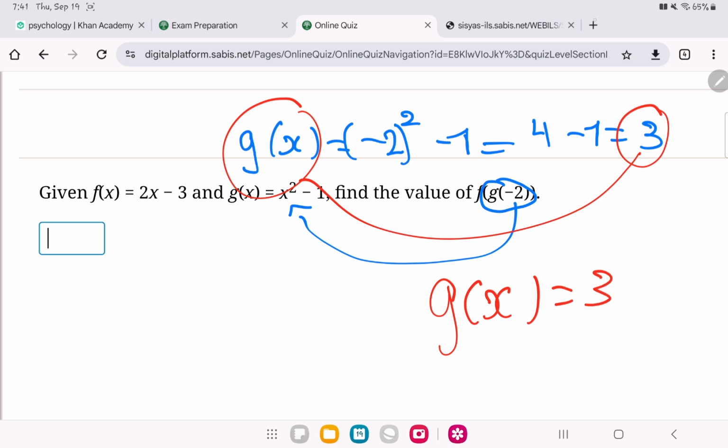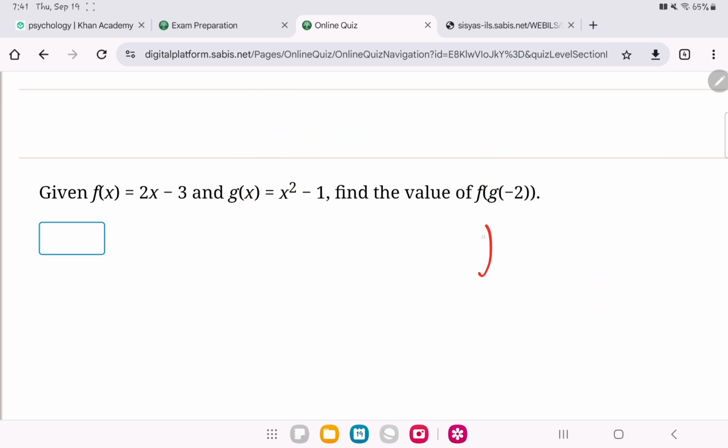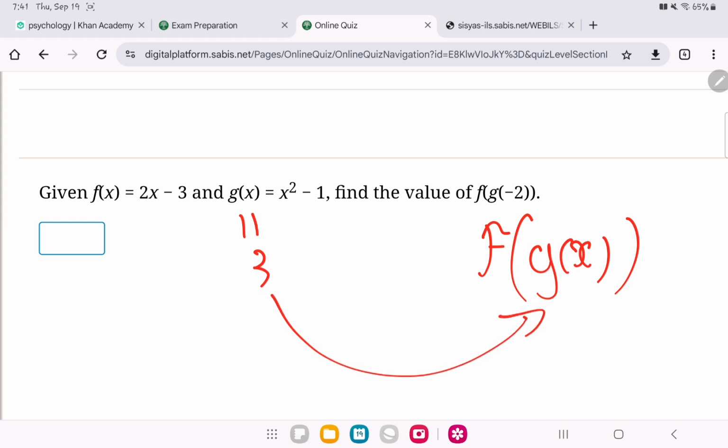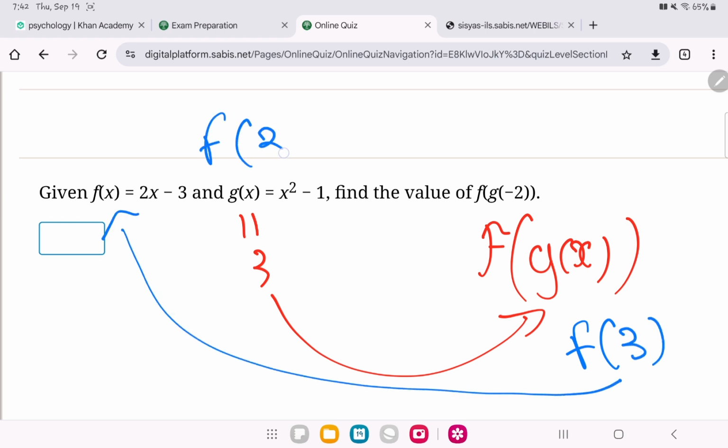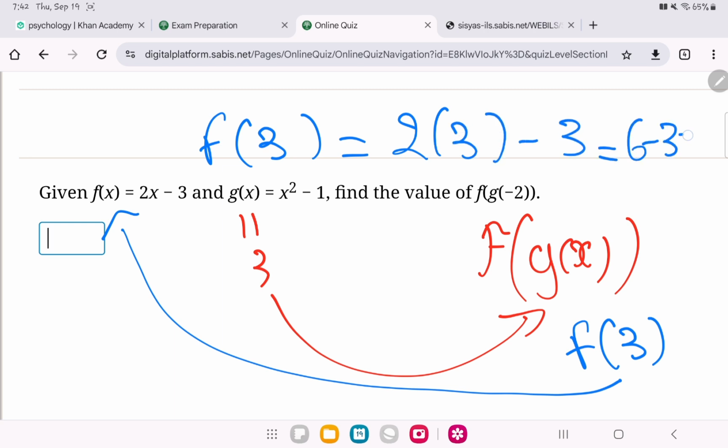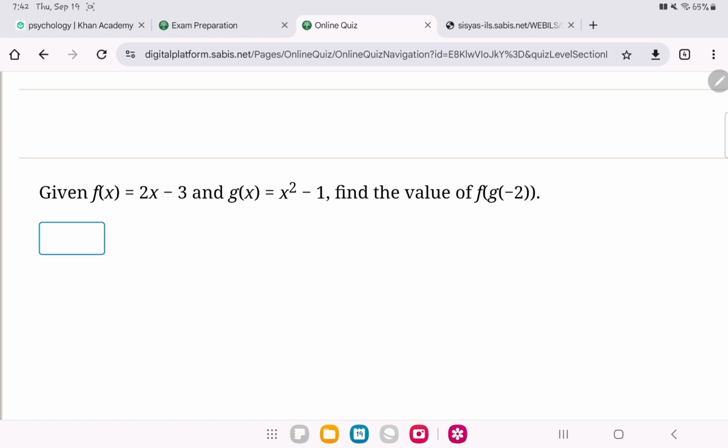It's equal to 3. Then they told us what? Inside of the function f, you have the function g(x). Our function g(x), we said it's equal to 3. That means we're going to replace the g(x) in this by 3. So now we're going to have f(3). f(3) is equal to 2 times 3 minus 3, which is 6 minus 3, which is also 3.